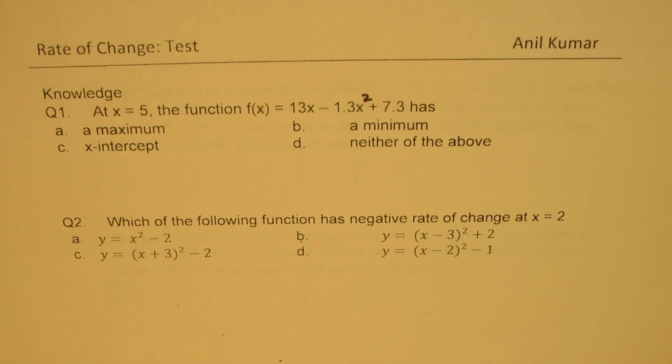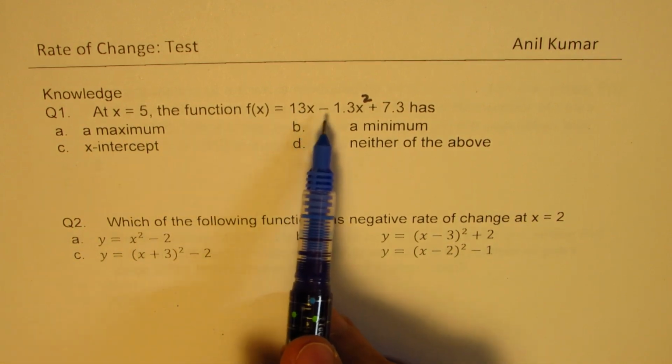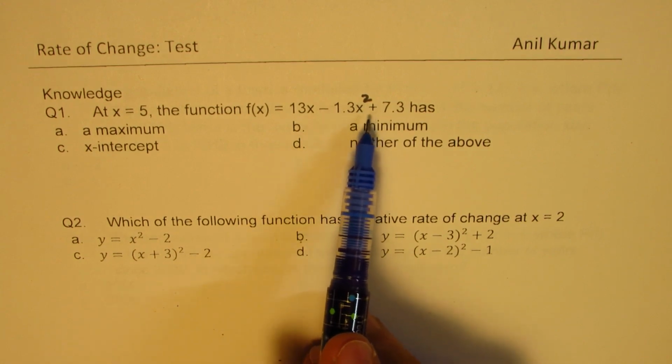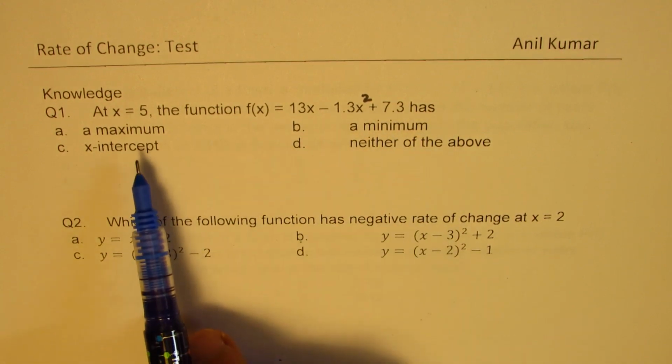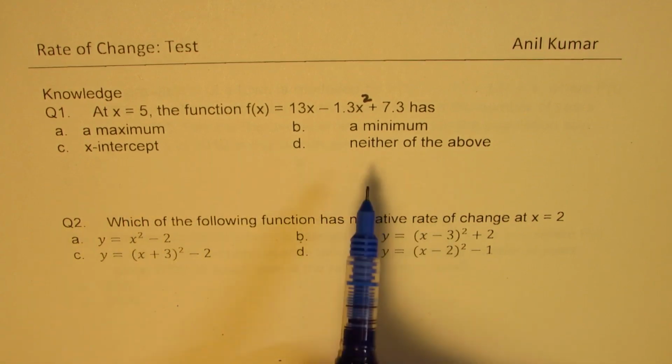Now let's move on with knowledge-based questions on rate of change. Question number 1 here is, at x equals 5, the function f of x equals 13x minus 1.3x squared plus 7.3 has a maximum, a minimum, x-intercept, or neither of the above.